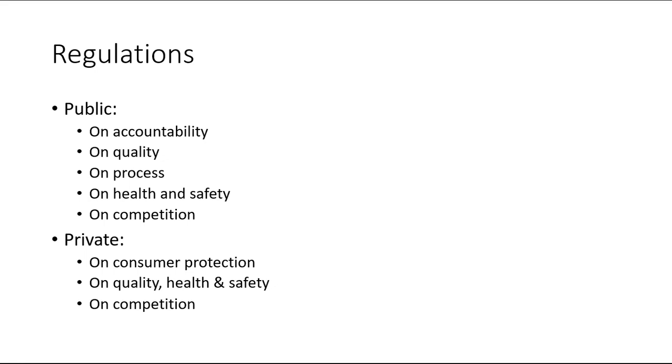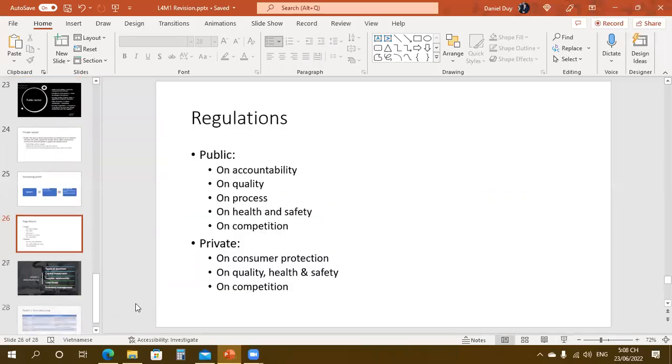What a customer can do when they are dissatisfied with the product. We have regulation on the quality of some kinds of product, like the helmet or the electricity or the electric appliance in your house. It has regulation on health and safety. And in the private sector, we also have regulation on competition, but it's very different from the public sector.